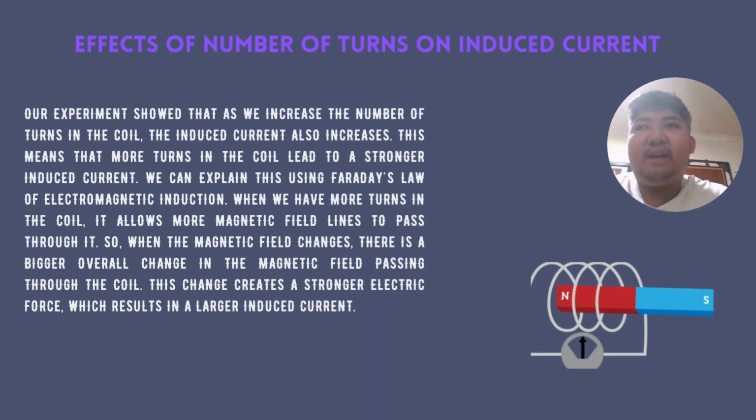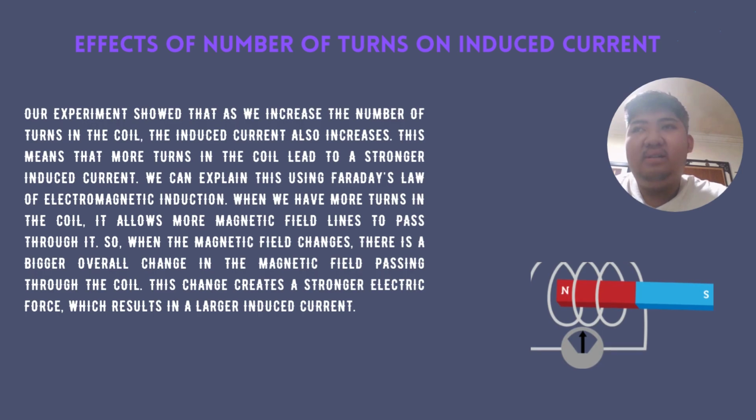Our experiment showed that as we increase the number of turns in the coil, the induced current also increases. This means that more turns in the coil lead to a stronger induced current. We can explain this using Faraday's law of electromagnetic induction. With more turns in the coil, more magnetic field lines pass through it. So when the magnetic field changes, there is a bigger overall change in the magnetic flux passing through the coil. This creates a stronger electromotive force, which results in a stronger induced current.